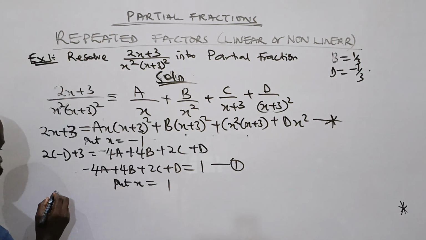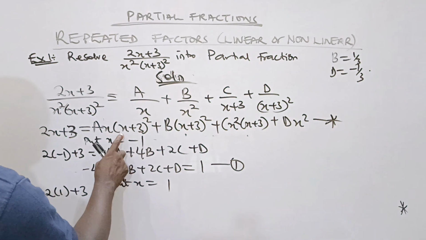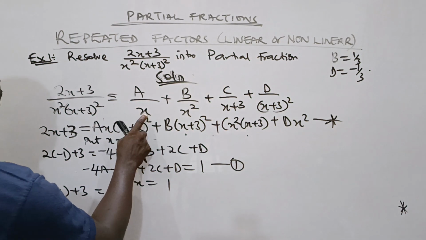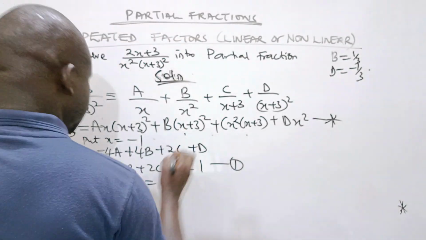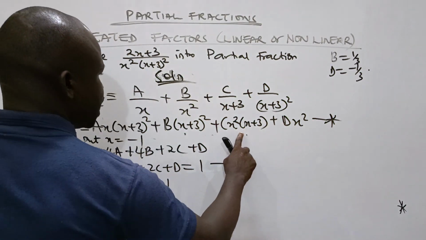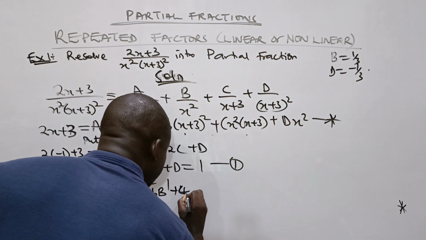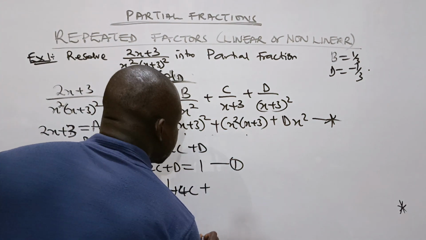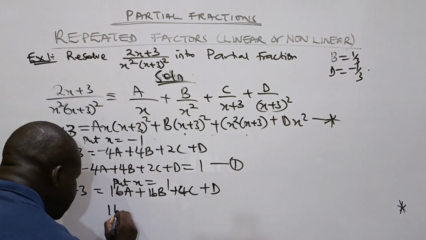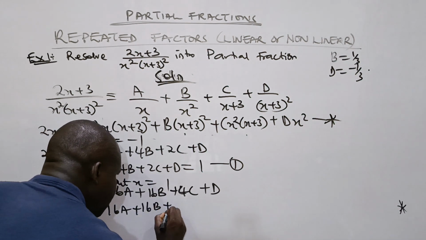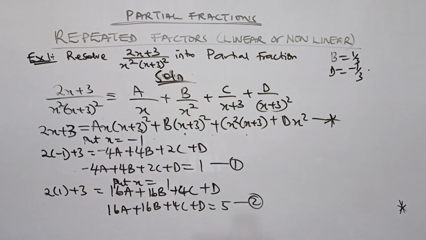If I say put x equal to 1, then I'm going to have 2 into bracket 1 plus 3 to be equal to, if x is equal to 1 here, 1 plus 3, that is 4. 4 squared is 16. So I'm going to have 16a plus 16b, then 1 plus 3, that's 4, so 4c, then plus d. So at the end of the day, I will have 16a plus 16b plus 4c plus d to be equal to 5, equation 2.